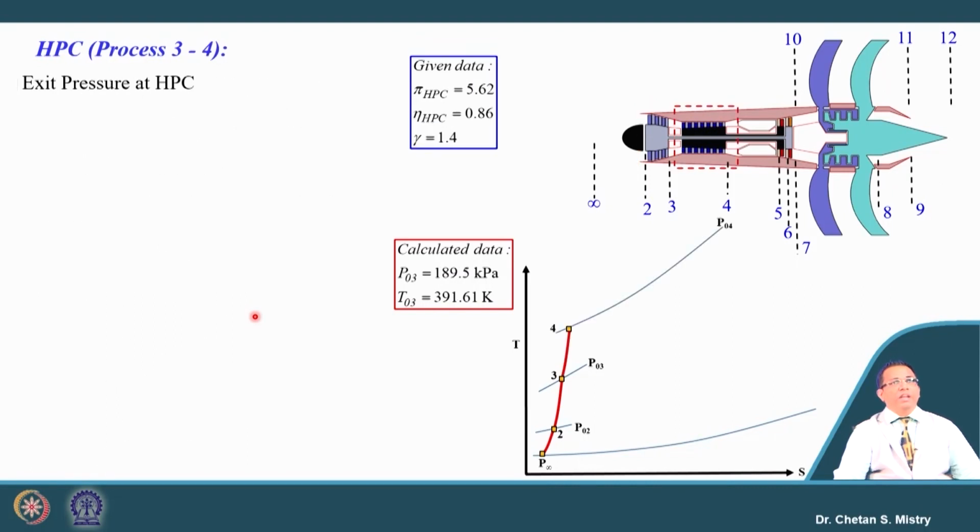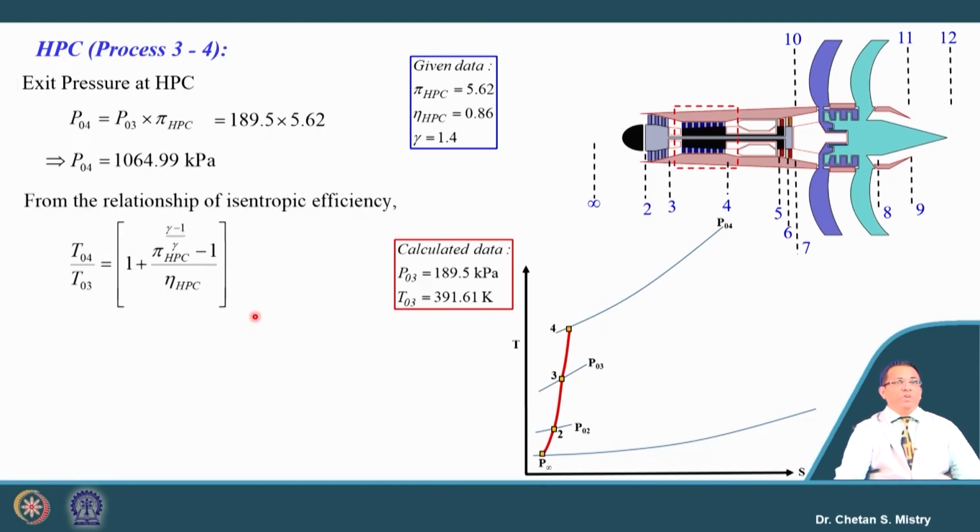Now, let us look at the next component we have. Our next component is the HP compressor. For the HP compressor also we have information about the pressure ratio, it is 5.62. The efficiency is given, it is 86%. So, based on the pressure ratio we can calculate our outlet pressure, that is 1064.99 kilopascal.